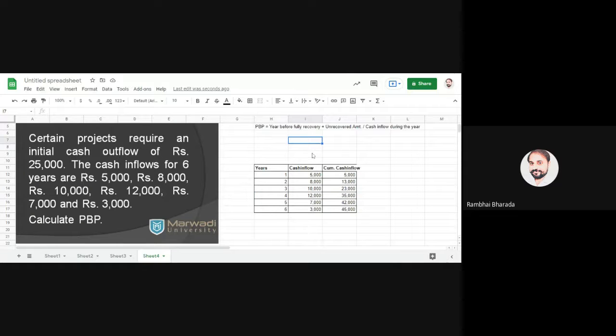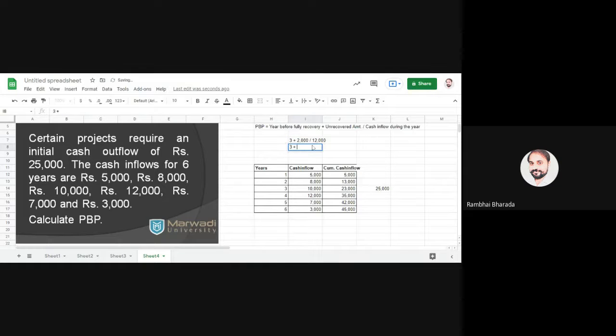So year before full recovery, here 3, plus unrecovered amount. Now see, up to the third year we have recovered 23,000. Actually we required how many rupees to recover? 25,000, because 25,000 is the project cost that we have invested initially. So the remaining 2,000 is the unrecovered amount, and the cash flow during the year of full recovery is 12,000.